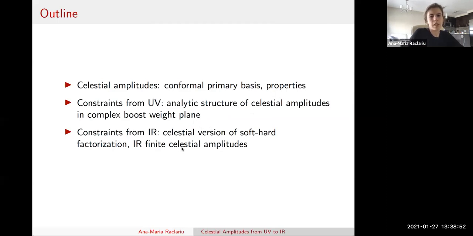And moreover, I'm also going to say some words about the celestial version of what in momentum space quantum field theory is known as a soft hard factorization. We're going to see that there exists a celestial version of this idea. And moreover, I'm going to be describing a way to construct infrared finite celestial amplitudes.